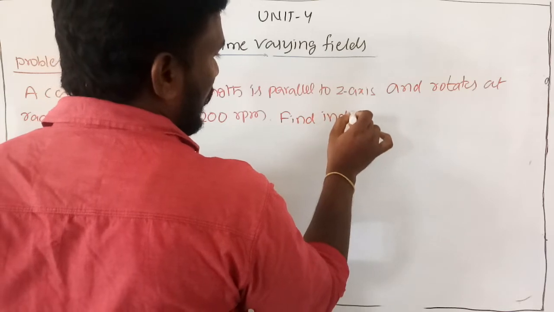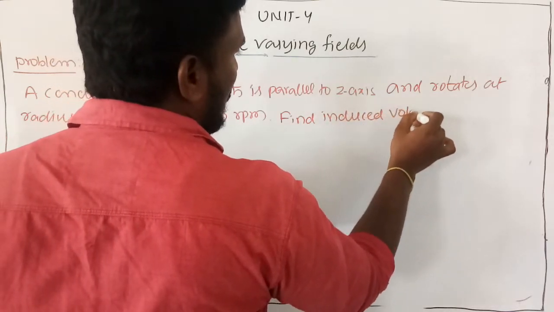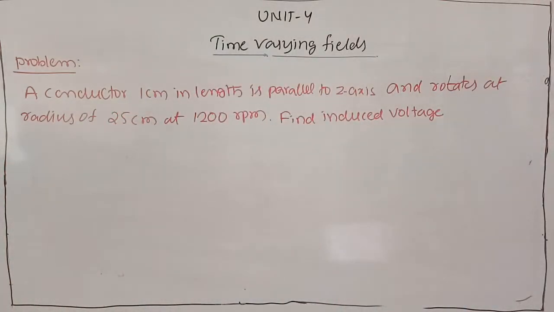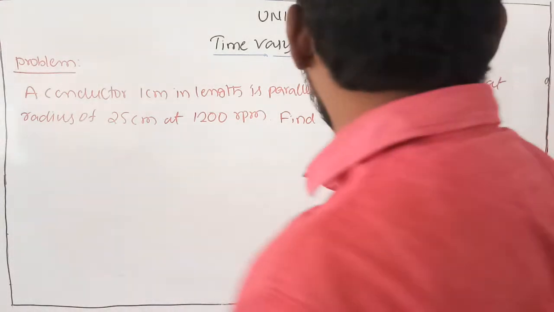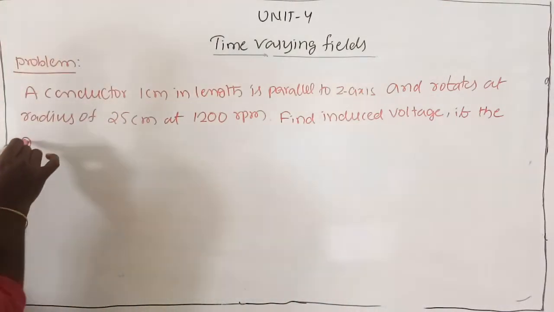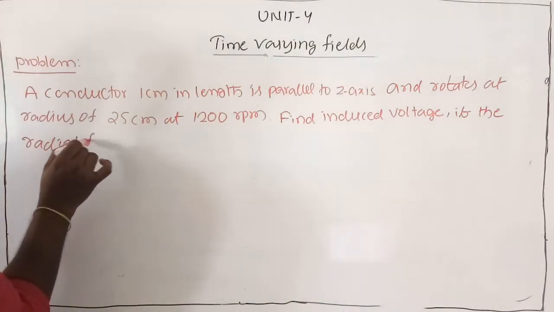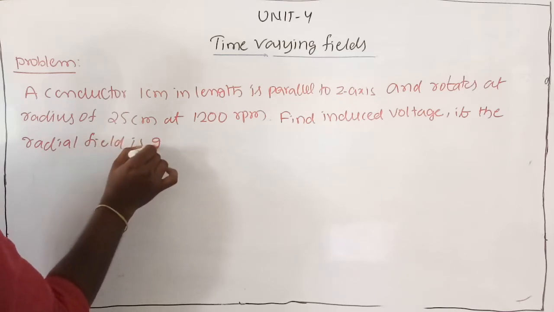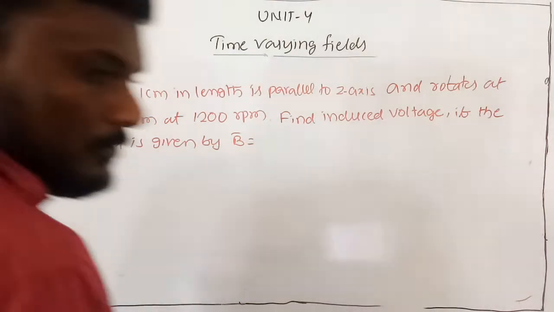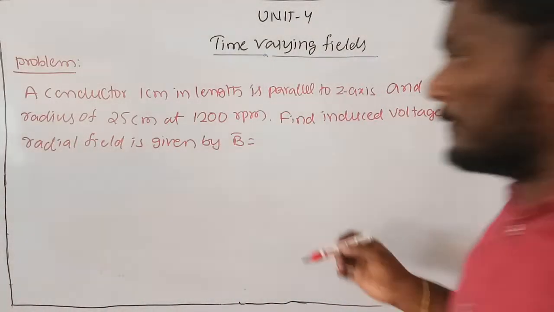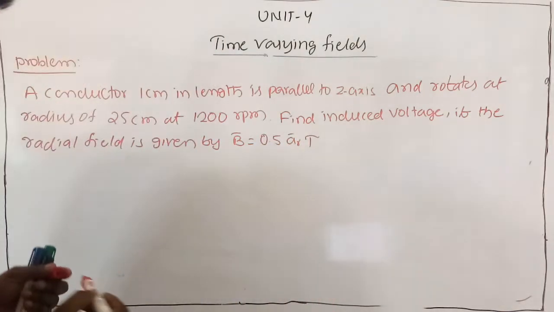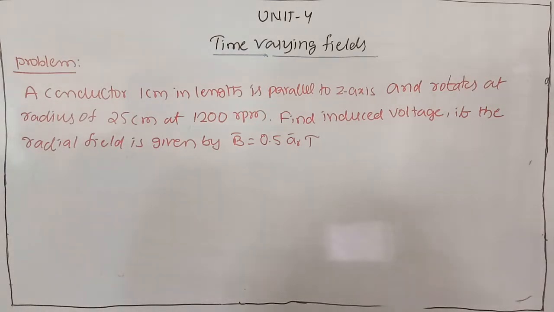Find the induced voltage, if the radial field is given by B bar equals 0.5 a_r Tesla. Now all of you read the problem once.